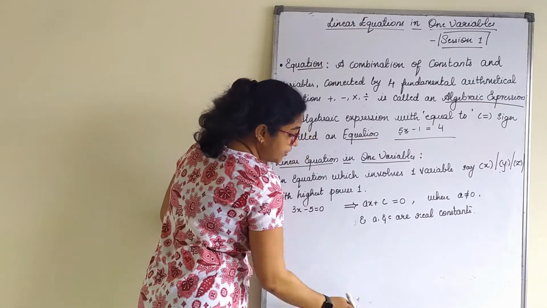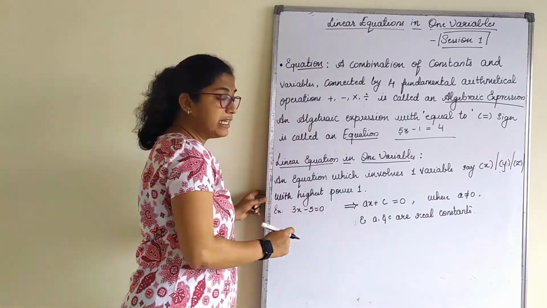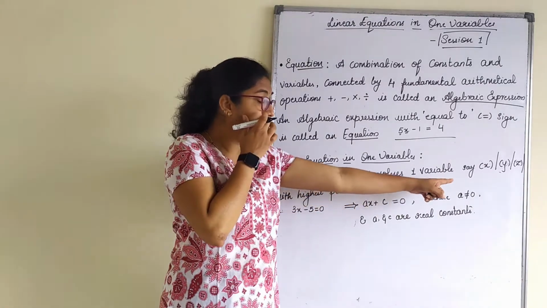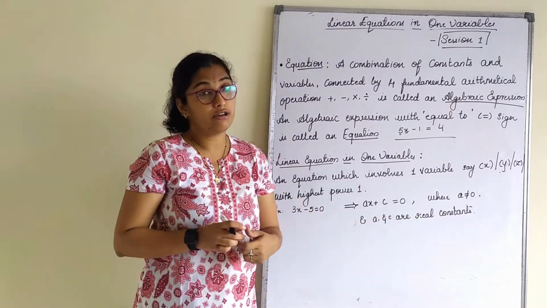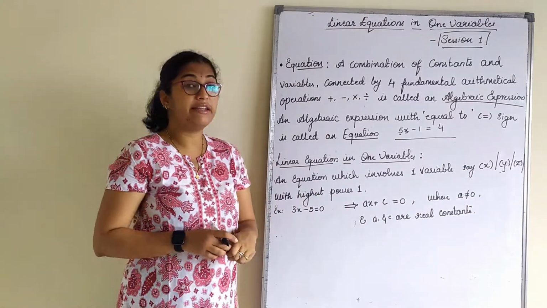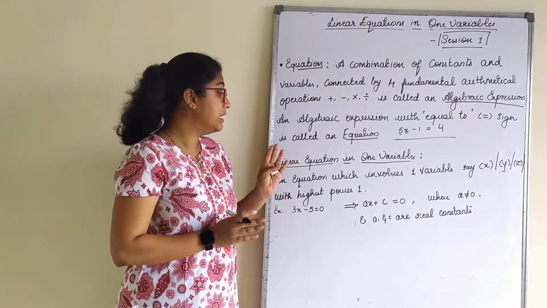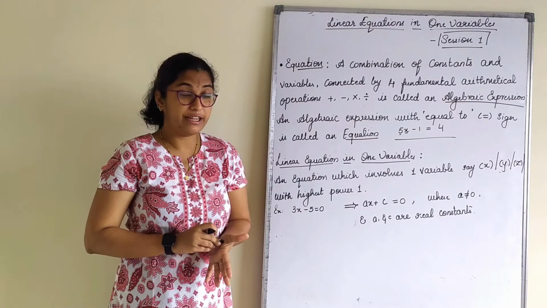So this is of the form ax plus c, a standard form, where a is not equal to 0 and a and c are real constants. So this is the definition for linear equation in one variable.